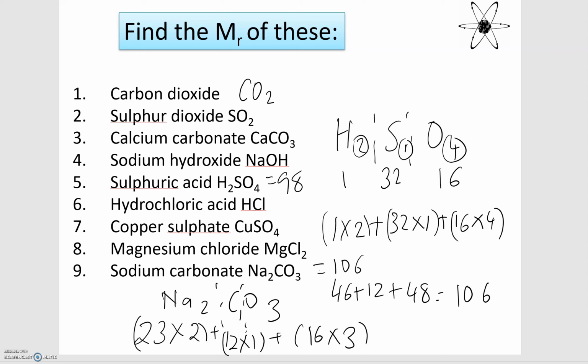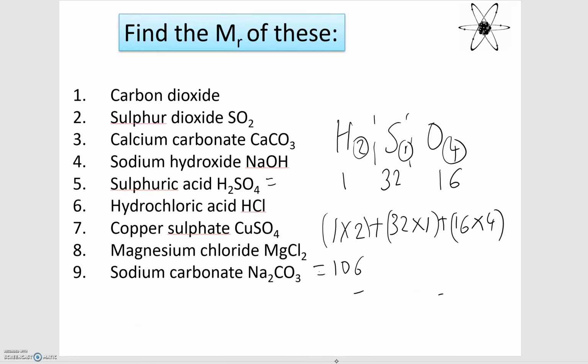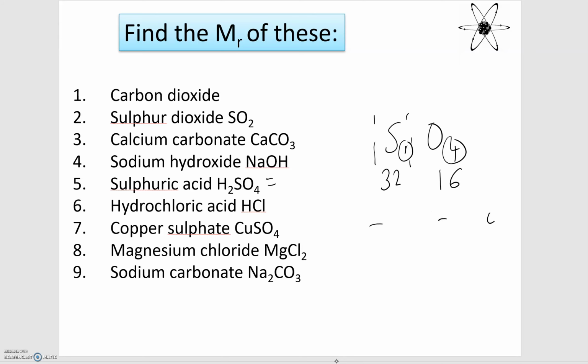That calculation was to show you how I got 98 for the sulfuric acid, and the one on the bottom, Na2CO3, shows how I got 106. And now, like I said, if I take these off, you can use this as a revision exercise for yourself. Once you have had a go at working these out for yourself, you can work them out like I just showed you.